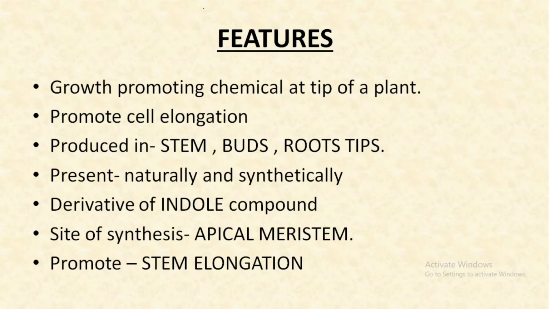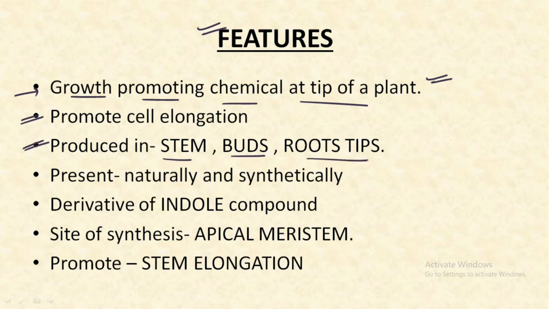Let's understand the most important features of the plant hormone auxin. The first is that it is a growth promoting chemical at the tip of a plant. It is a type of growth hormone present at the tip, and it promotes cell elongation. It is produced in the stem, buds and root tips. It is present naturally and can also be synthesized artificially.